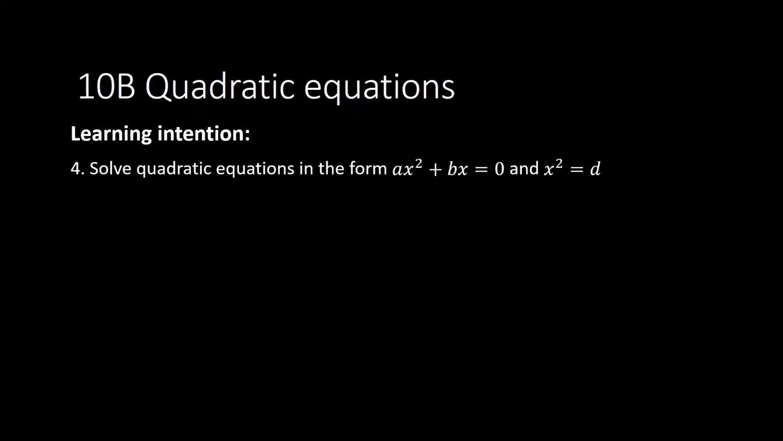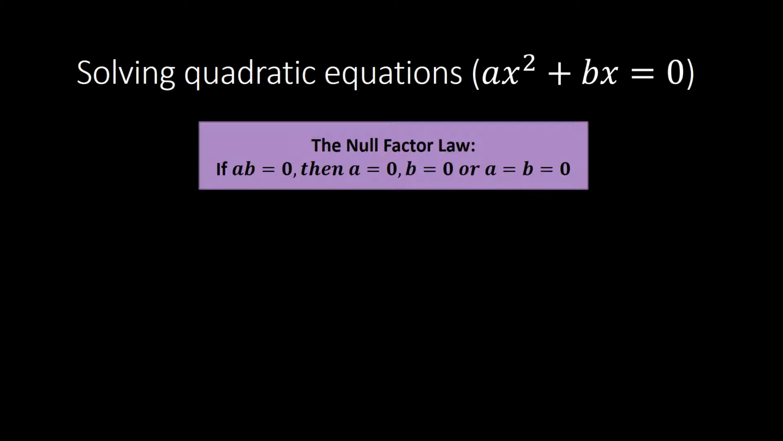Continue looking at solving quadratic equations, but we're going to be looking at these two different forms, following the same basic process that we looked at last lesson. So again, we're going to be looking at the null factor law. Just remember that that tells us when we've got two numbers that multiply together to give us 0, then one of them is 0 or potentially both of them are 0.